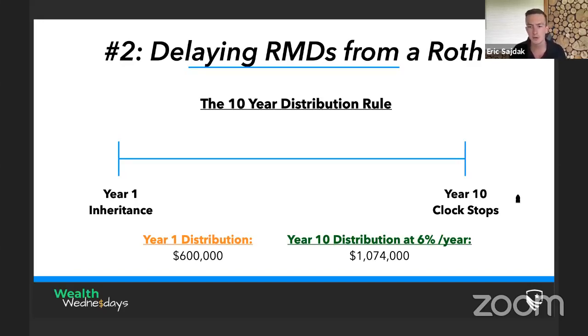Okay, so if we assume that's going to grow at 6%, $600,000 grows to almost $1.1 million, all tax-free, all tax sheltered that entire time. So delay distributions from a Roth IRA.